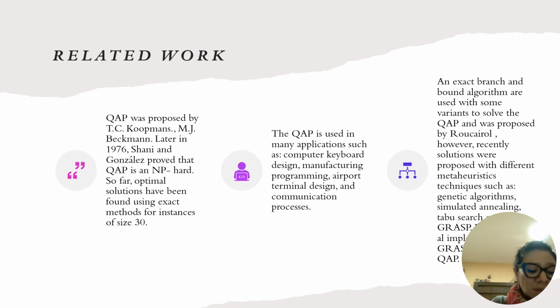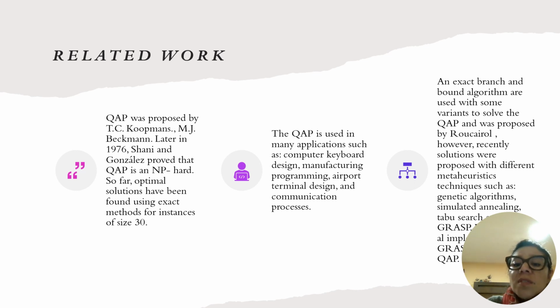There is some related work in this document. QAP was proposed by Koopmans and Beckmann. Later in 1976, Sahni and Gonzalez proved that the QAP is NP-hard. So far, optimal solutions have been found using exact methods for instances of size 30.